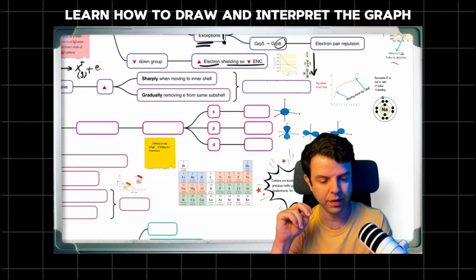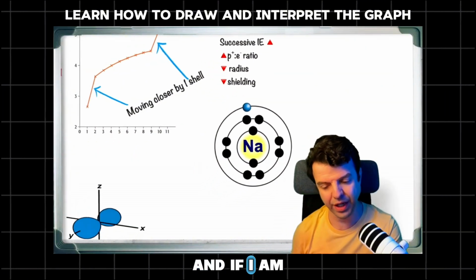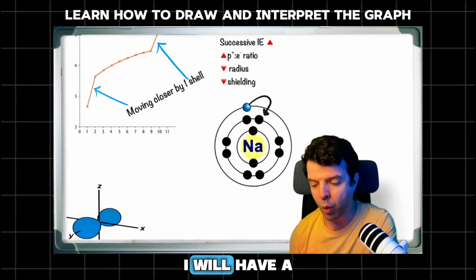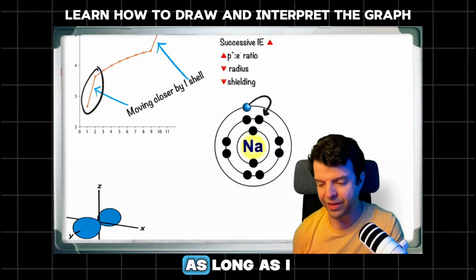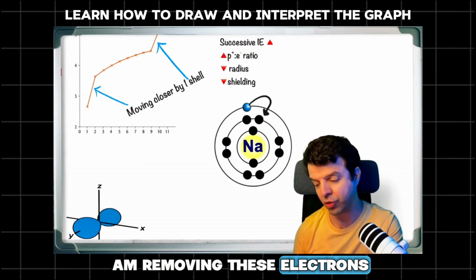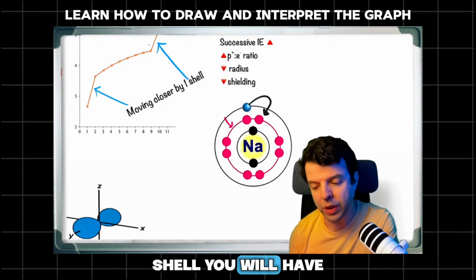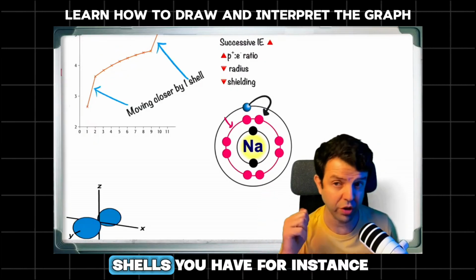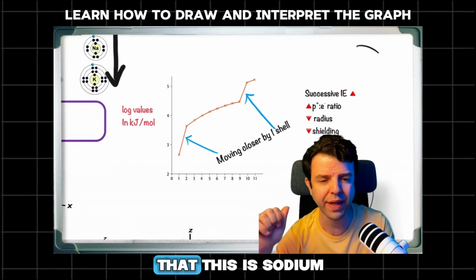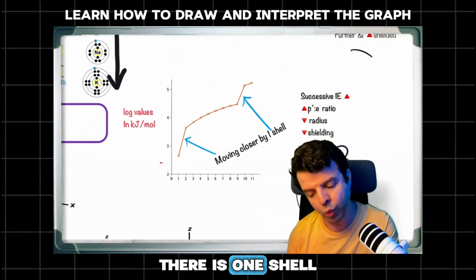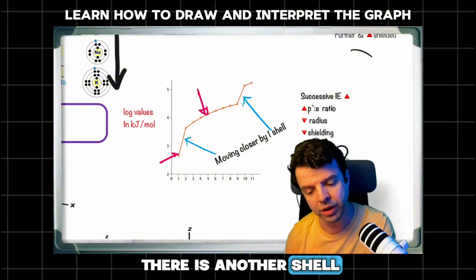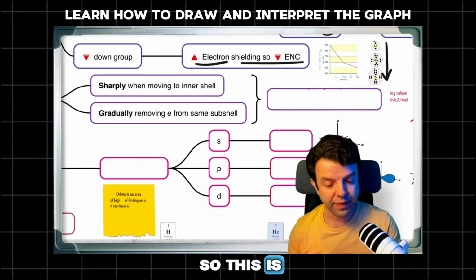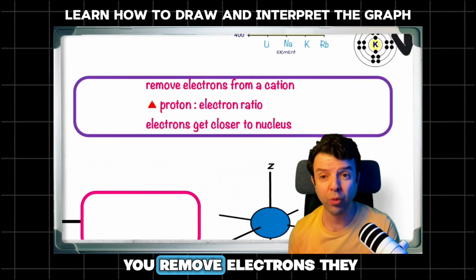So something like this. Here is sodium, and if I'm going from the outermost shell to an inner shell, I will have a sharp increase. As long as I am removing electrons from the same shell, you will have a gradual increase. So those jumps tell you how many shells you have. For instance, even without knowing that this is sodium, I can tell there is one shell, there is another shell, and there is a third shell right here. So this is successive: when you remove electrons.